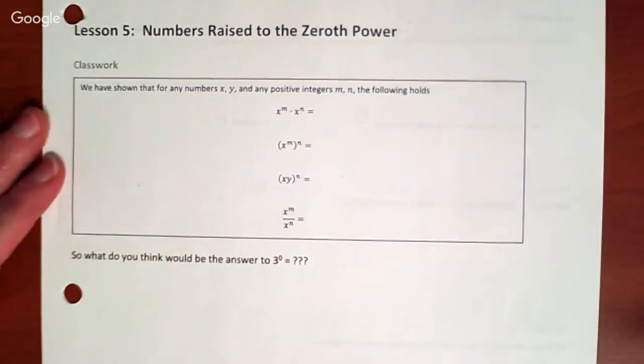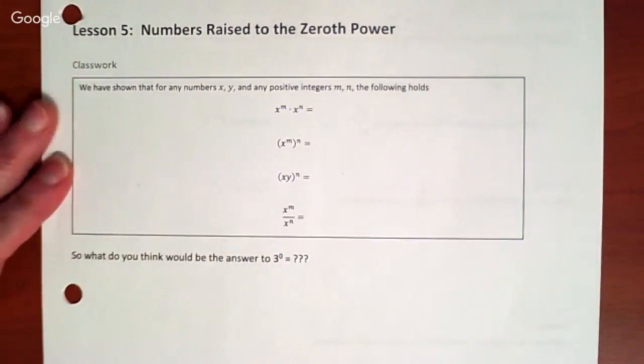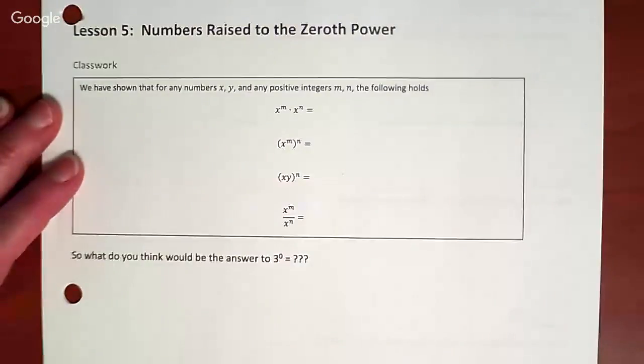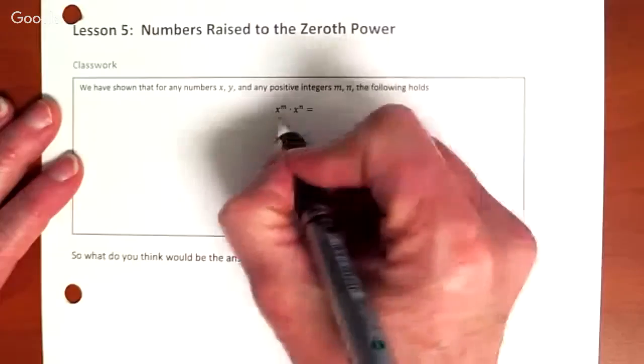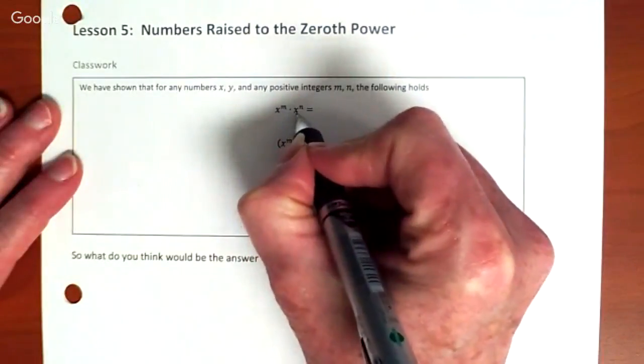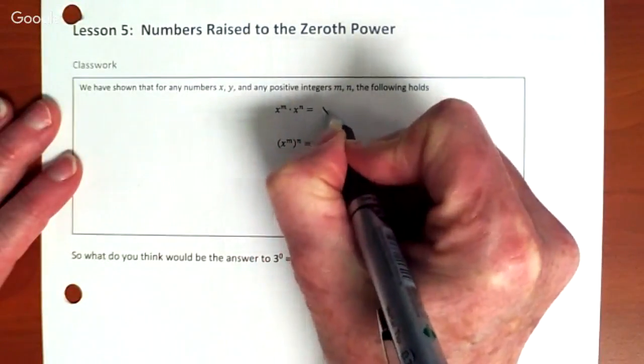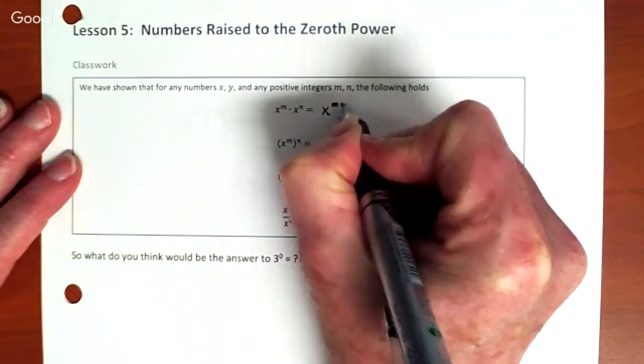Lesson 5, Numbers Raised to the Zero Power. We have shown you that for any numbers x, y, and any positive integers m and n, the following holds. So x to the m times x to the n equals x to the m plus n.